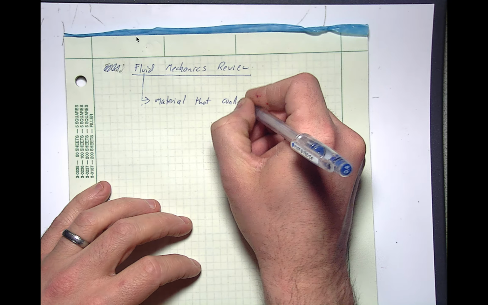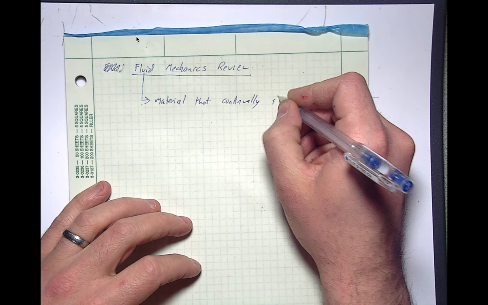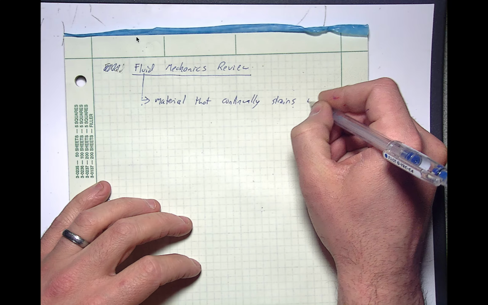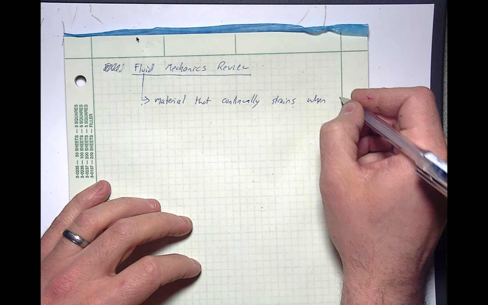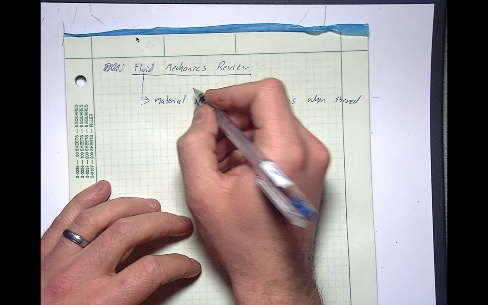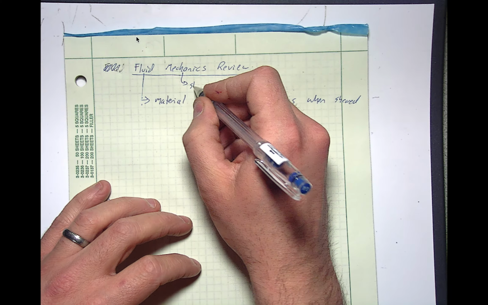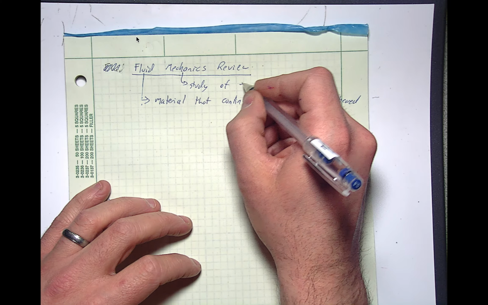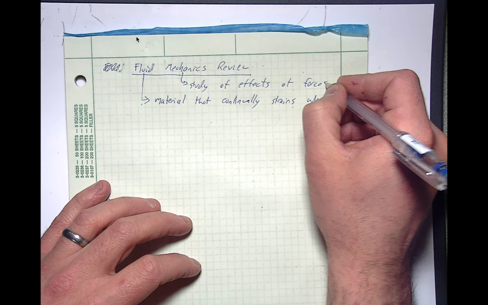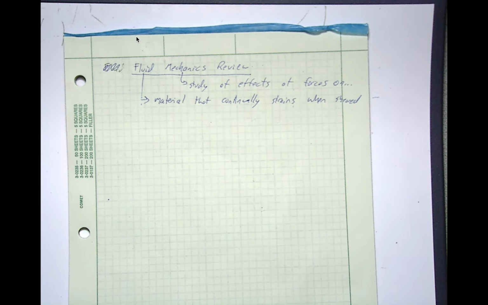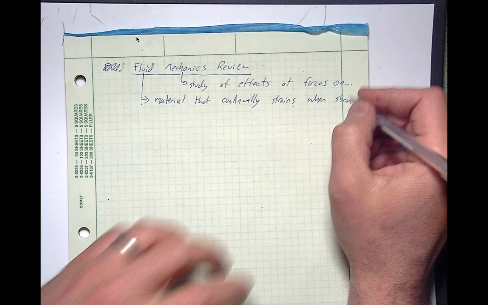We saw this the first day and in our last lecture too, that a fluid is a material that continually strains when sheared. And what we mean by mechanics is the study of what external loading does on a material. So putting this together, what we've done here is a rigorous study of the effects of forces on a material that continually strains when sheared.